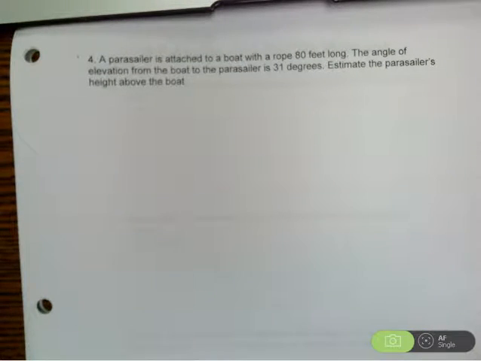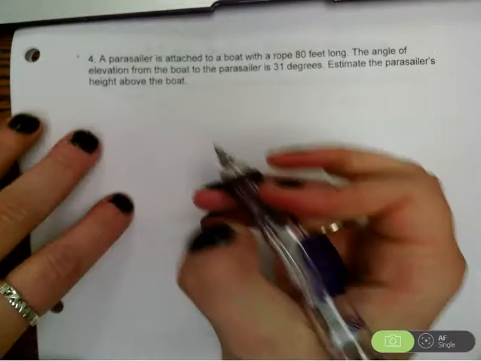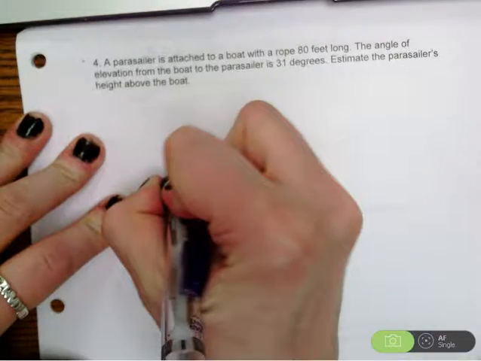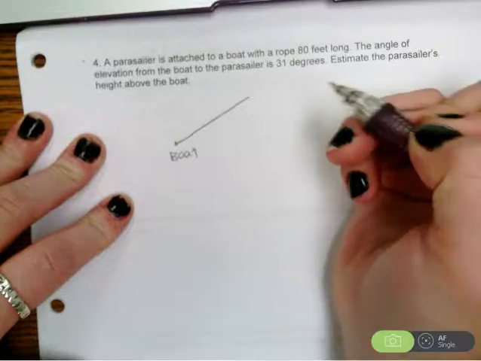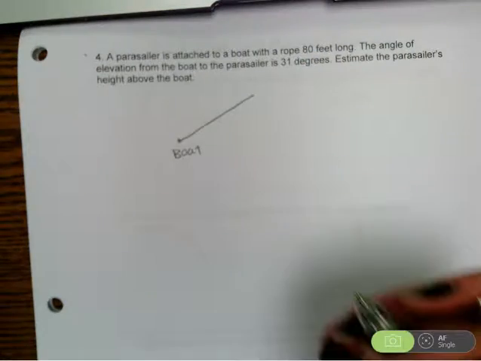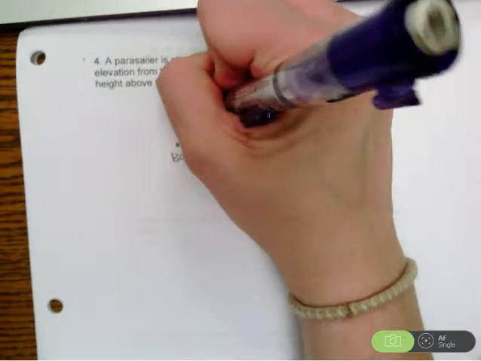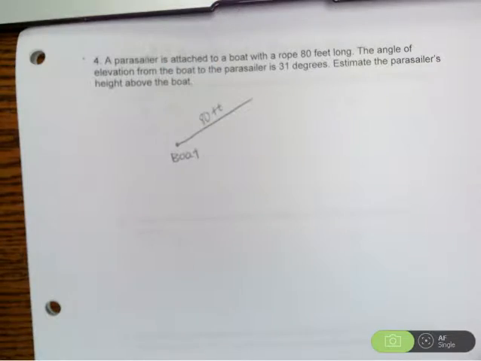All right, last one. Word problem, but really not that difficult. A parasailer is attached to a boat with a rope of 80 feet. The rope is 80 feet long. I like to draw a picture. So here's the boat. A parasailer is attached, and the parasailer is going to go up in the air like this. They're never directly above the boat. We know that the rope is 80 feet long.